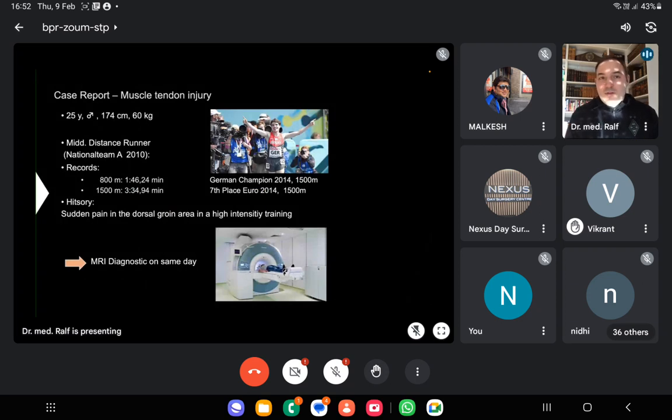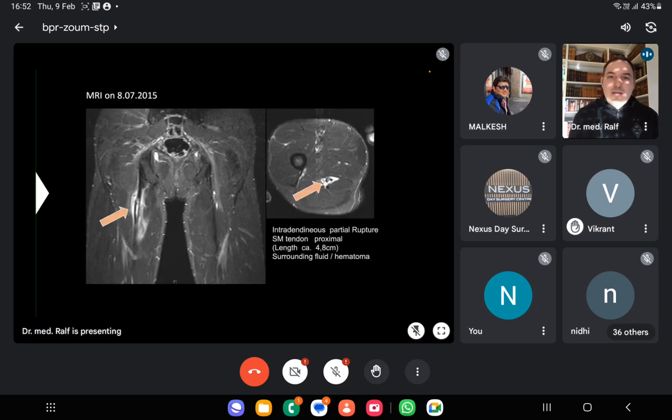But we do see also muscle tendon injuries. So this is a middle distance runner. He was German champion in 2014 and seventh place in Europe 2014. He was suffering from a sudden pain in the dorsal groin after high intensity training. When we did an MRI scan on the same day, it revealed this injury.